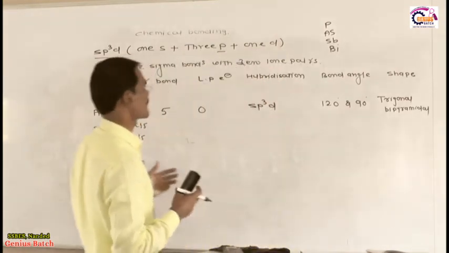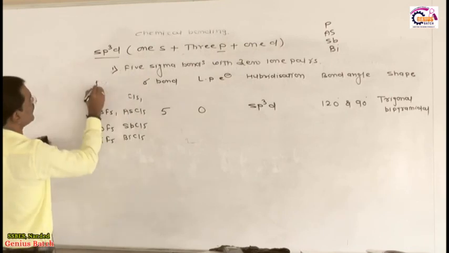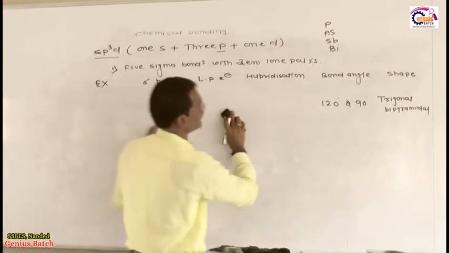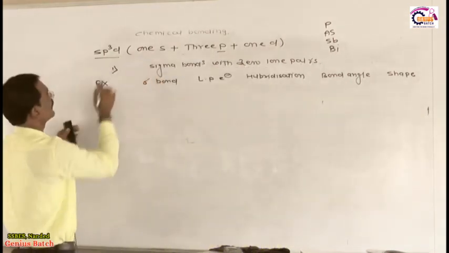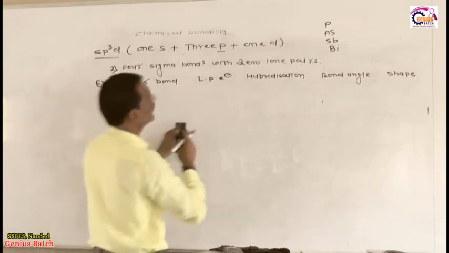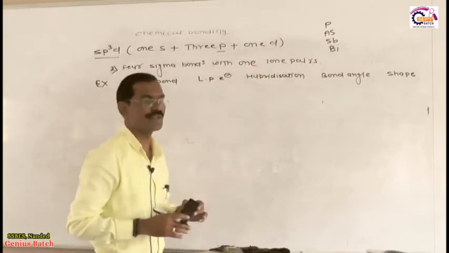Now we are going to the second case. Write down all these things in your notebook. So which is the second case? In the second case we consider 4 sigma bonds. In place of 5 sigma bonds with 0 lone pair, in the second case there are 4 sigma bonds with 1 lone pair.